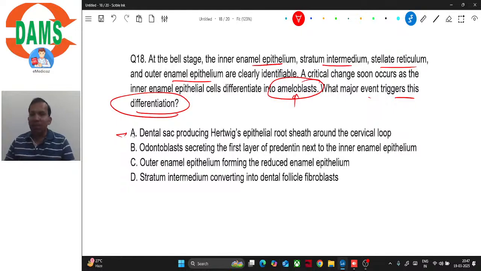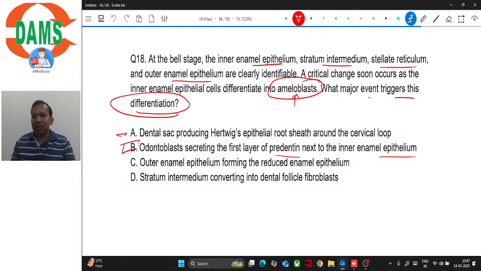So option A is about root formation. Odontoblast secreting the first layer of predentine next to the inner enamel epithelium. Yes, this is the correct answer. And we have just seen in the previous question that there is a continuous interaction between epithelium and ectomesenchyme, and that's how these tissues are formed, isn't it? So option B is the correct answer.